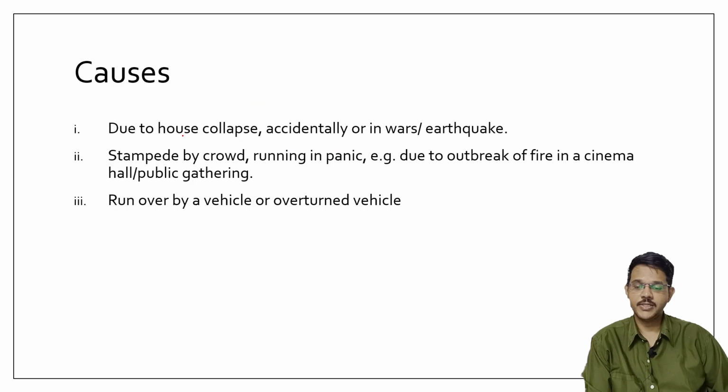Causes of traumatic asphyxia: a common one is accidental house collapse, or in wars or earthquakes. Because of an earthquake or any reason, the walls may collapse on the person and lead to compression of the chest. There may be a stampede by a crowd, usually seen in temples, or in panic conditions in overcrowded areas like theaters or temples, or an outbreak of fire in cinema halls and public gatherings. The person may be trampled by the crowd. The person may be run over or overturned by a vehicle. Because of that, there is compression of the chest.